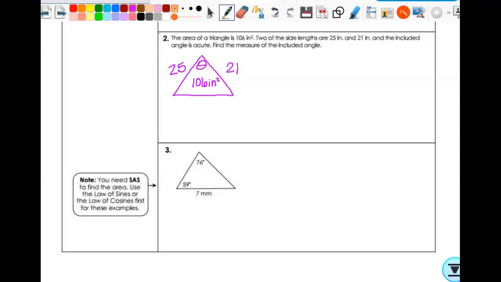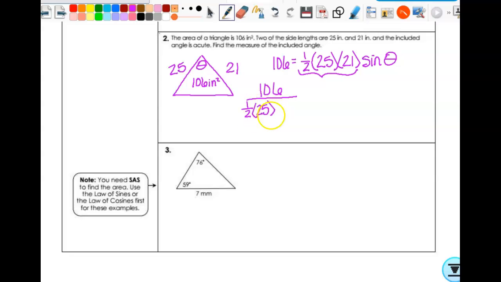Okay. So I have enough information to set something up. I can use my area formula. The area of the triangle, which they gave me, is 106. That's equal to 1/2 times one of the sides, which is 25, times the other side, which is 21, times the sine of the angle, which is theta. Everybody understand where everything came from? Just substituted it in. All right, so all of this is being multiplied by the sine of theta, so I can divide. So I get 106 over 1/2 times 25 times 21 equals the sine of theta.